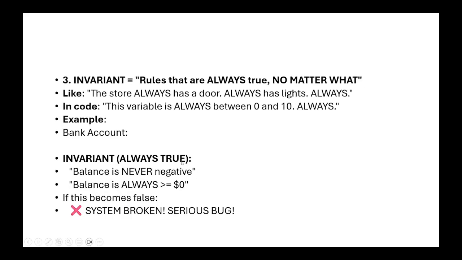And then we have the third type of promise, that is called invariant. These are rules that must be followed at all times, no matter what. So for example, let's take a bank account, and in a bank account, the balance should never be negative. That is, the balance should always be positive, and if it fails, then the whole system breaks. So this is the third promise we have, that is invariant.